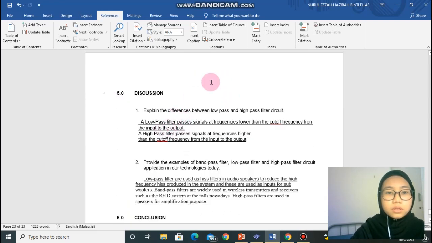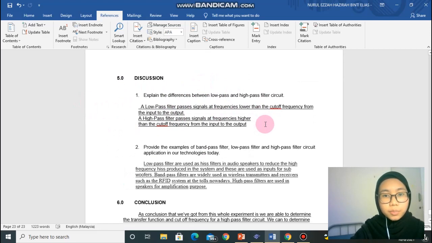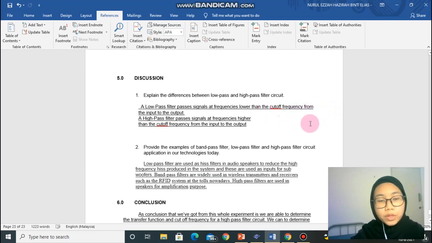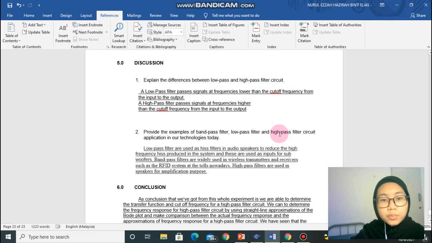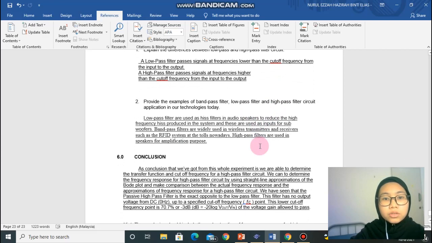Next, for discussion, the difference between low pass and high pass filter circuits is that a low pass filter passes signals at frequencies lower than the cutoff frequency from the input to the output. And a high pass filter passes signals at frequencies higher than the cutoff frequency from the input to the output.